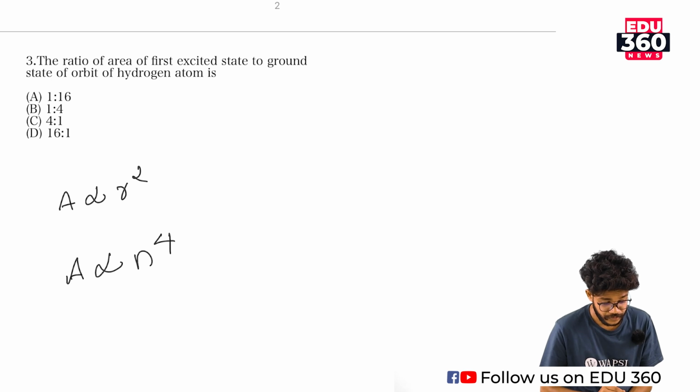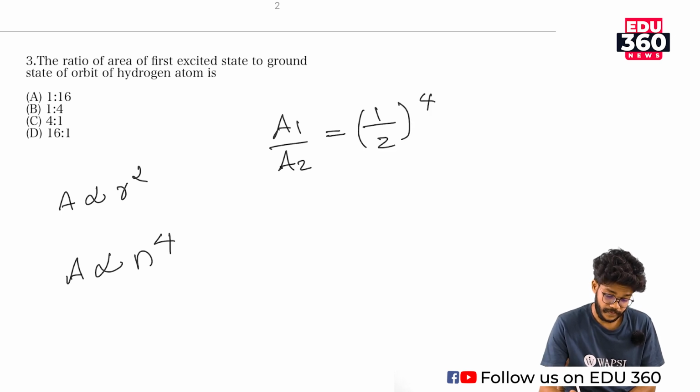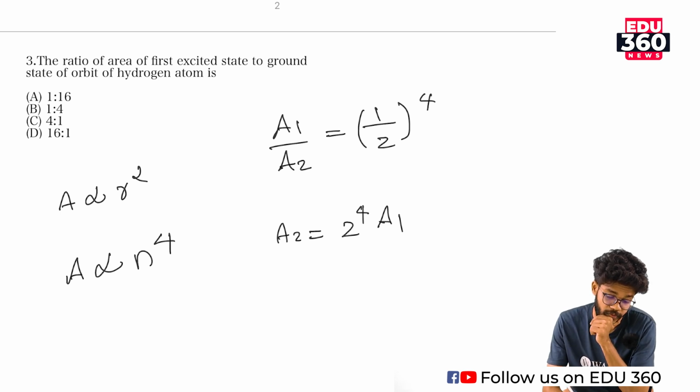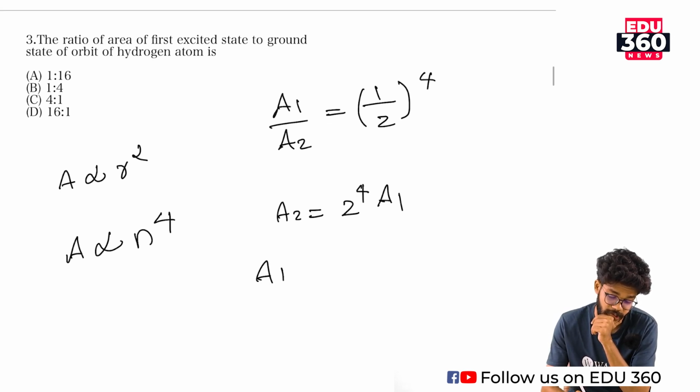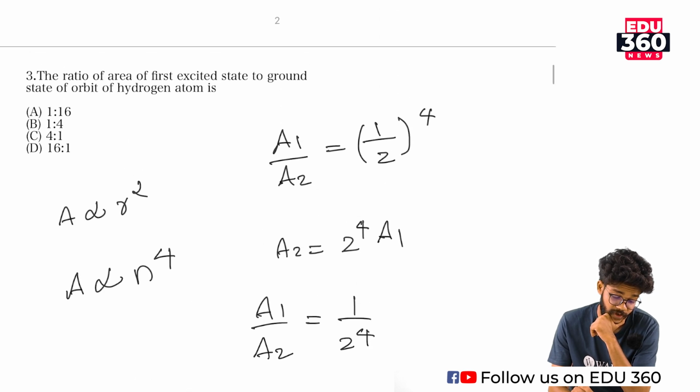Okay, so area is proportional to n raised to 4, and for the first excited state n is 2 and for the ground state n is 1. So a1 by a2 is equal to 1 by 2 all raised to 4. Okay, so a2 is equal to 2 raised to 4 into a1. So a1 by a2 is equal to 1 by 2 raised to 4. That means 1 is to 16.